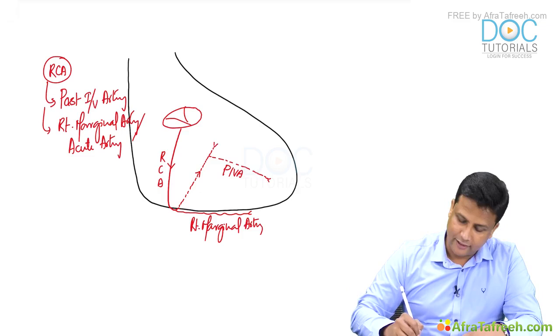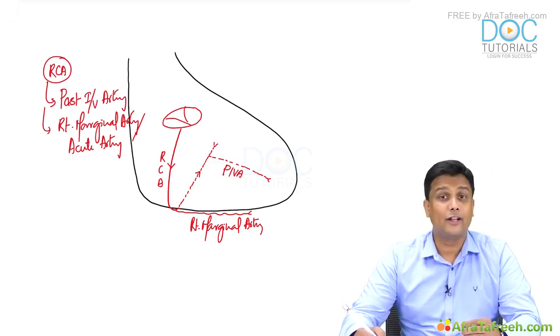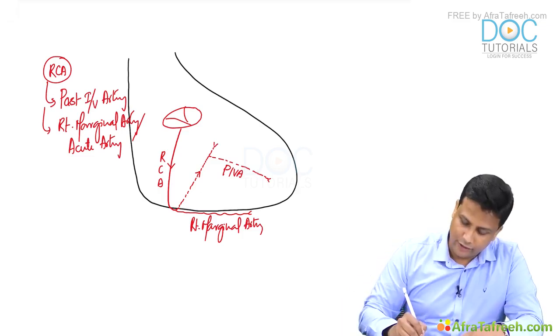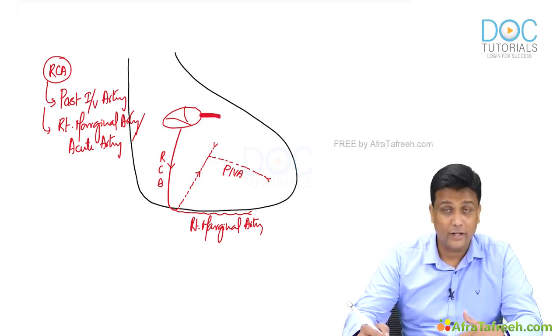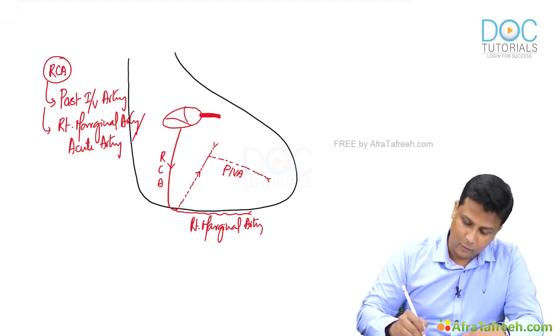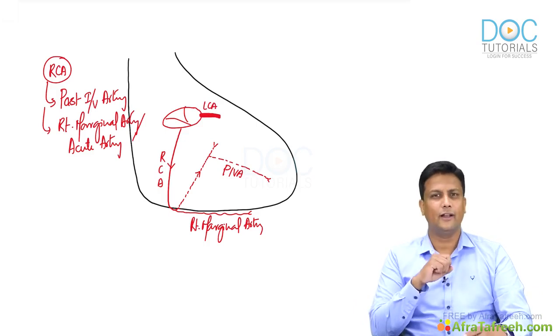Now on the other hand, let us see about the left coronary artery now. Left coronary artery, as I already told you, is going to originate from where? It is going to begin from the left posterior aortic sinus. But one important thing that you have to note down here is that the left coronary artery is very much shorter in length.